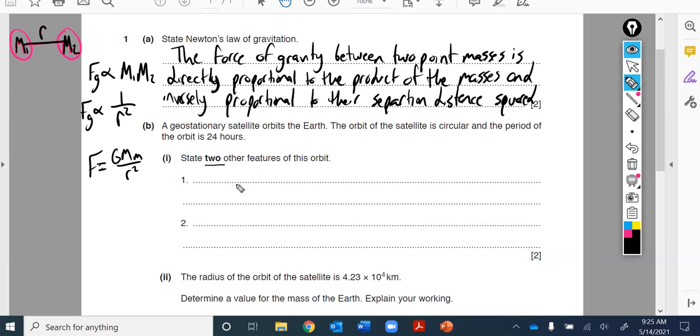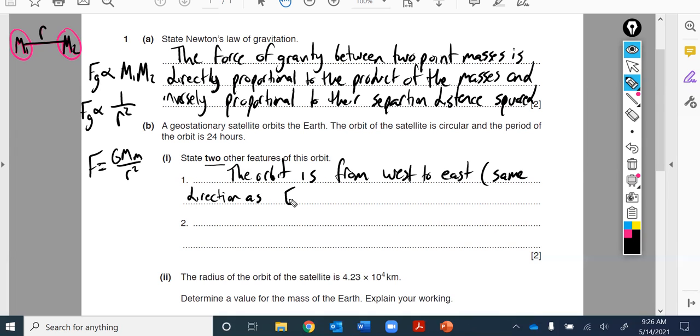Because the Earth rotates from west to east, so too must geostationary satellites, right? They have to go in the same direction that the Earth is rotating. So the orbit is from west to east, the same direction as Earth's rotation. The goal is to keep the satellite over the same point. Giving it a period that is the same as the time it takes the Earth to spin on its axis ensures that the satellite will remain stationary over a single point above the Earth.